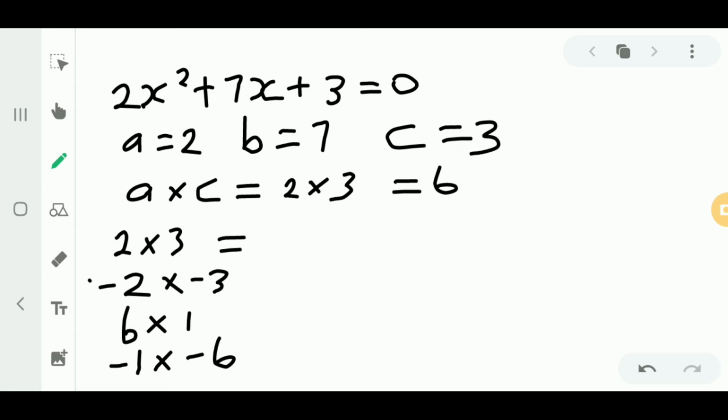Now 2 times 3 gives you 6. All of these give you 6. So when you add these, we're going to add 5 here. Minus 2 plus minus 3.